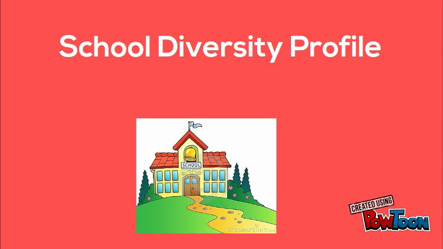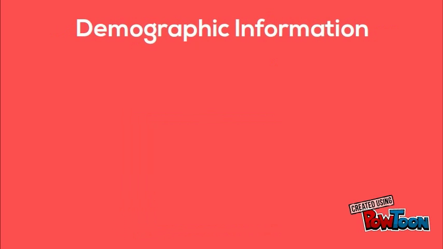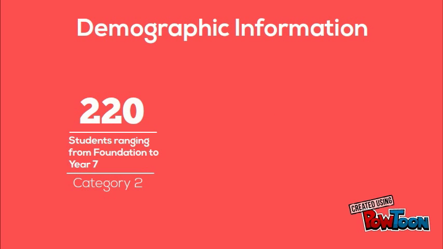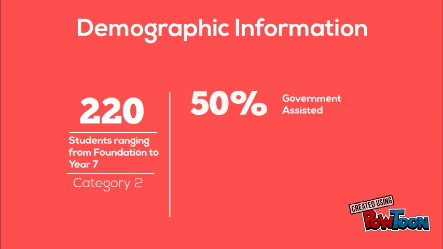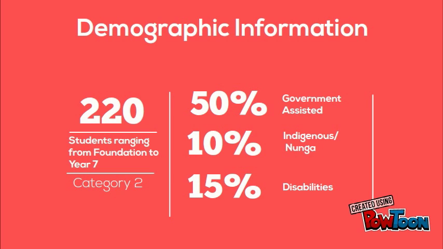School Diversity and Inclusion Profile. My final practicum was in a Category 2 school which consisted of 220 students ranging from Foundation to Year 7. Within this, there were 50% of government assisted students, 10% Indigenous students and 15% of students with disabilities.